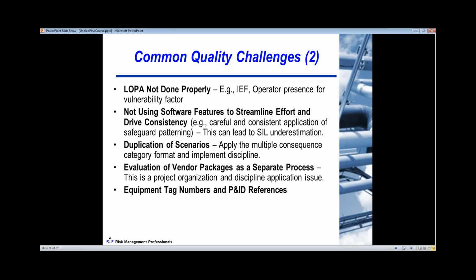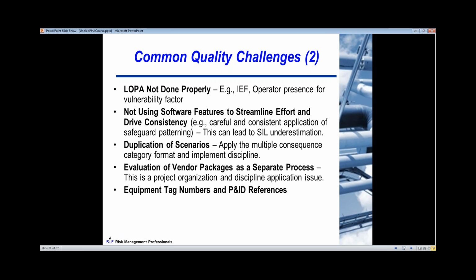The vendor packages as separate processes, again, evaluating the same scenario over and over again. If you're looking at the main part of the process and a loss of flow, and then you look at the vendor package months later and look at a loss of flow going into the vendor package, it's the same thing, same effect. Why repeat this? Why redo the analysis? Do it right the first time and do it once.